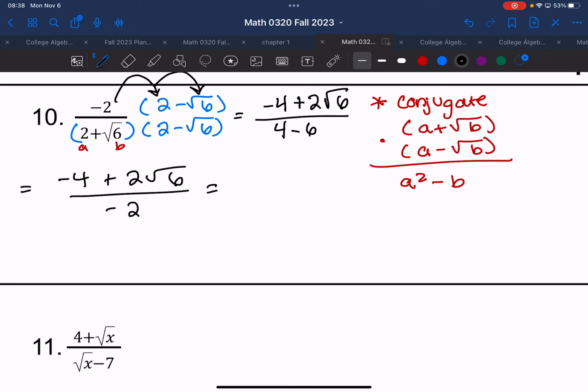We want to see if we can cancel out that denominator completely. So what would we take out? Negative 2. So if we take out a negative 2, we would be left with 2 minus the square root of 6 all over negative 2. Which means that these negative 2's cancel, and I'm left with what as my answer?